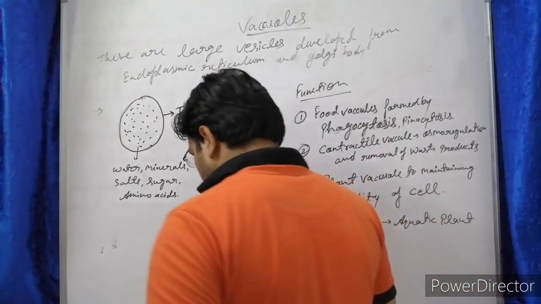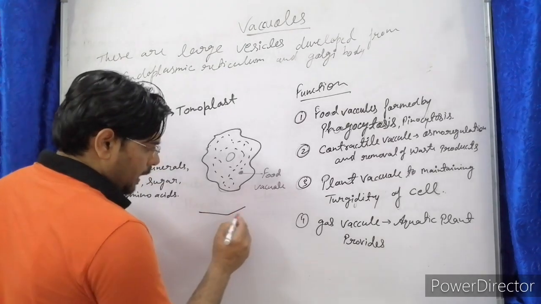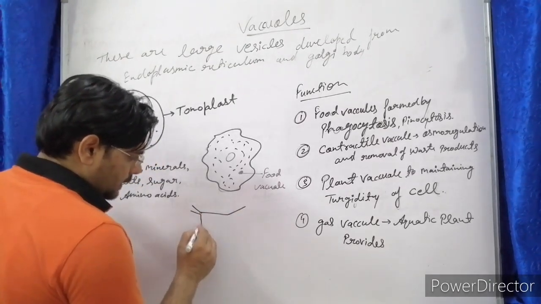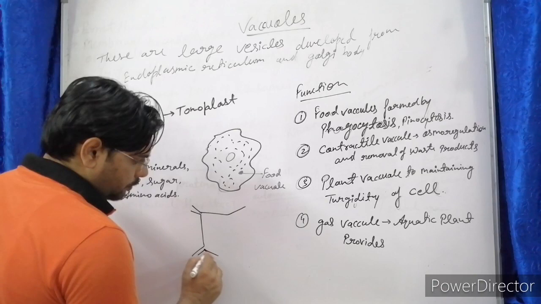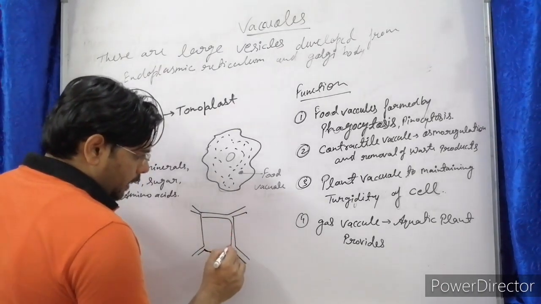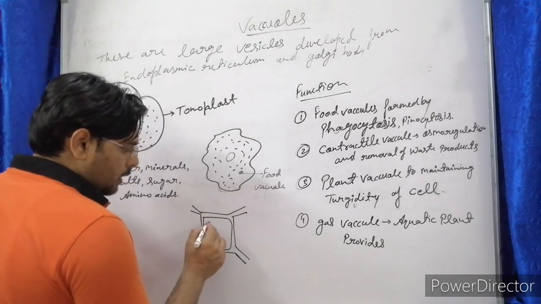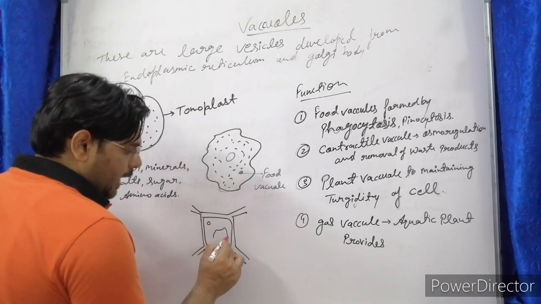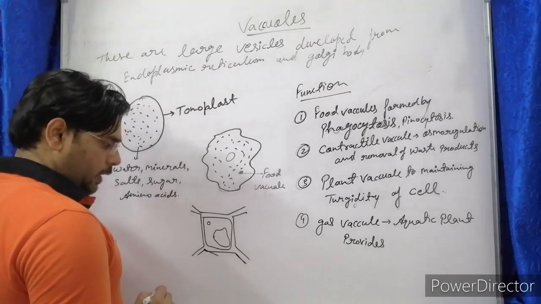See, suppose this is a plant cell. Plant cells have a cell wall. This is the cell wall. Okay students, and inside the cell wall this is the plasma membrane, which is a selectively permeable membrane. This is the nucleus and the large size vacuole is present in it.